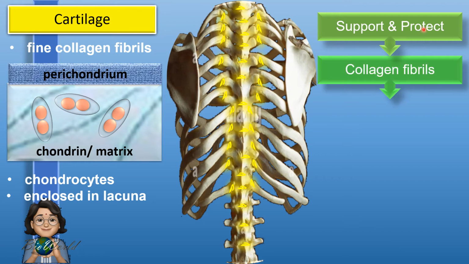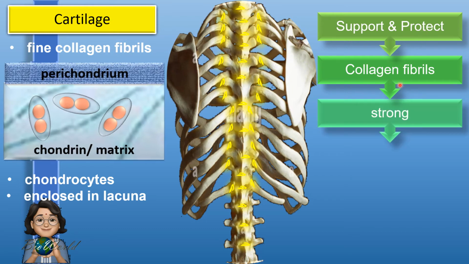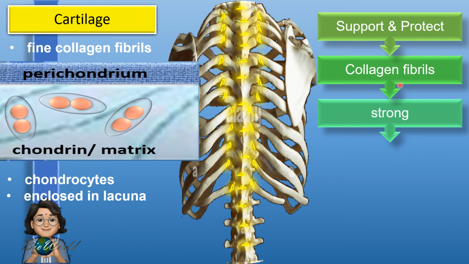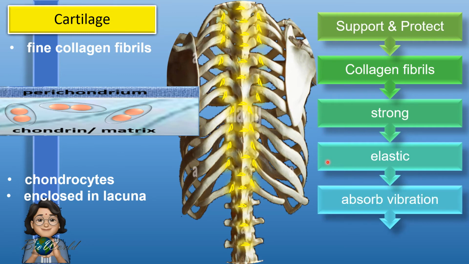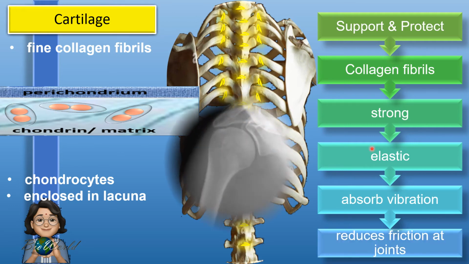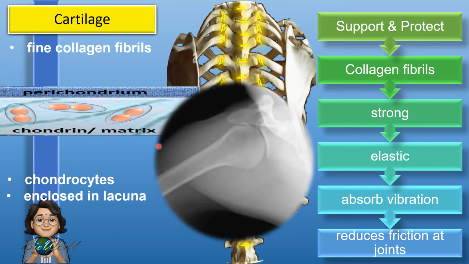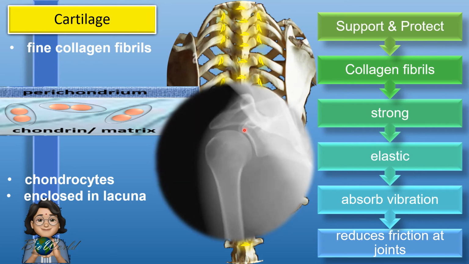It is able to support and protect because of these collagen fibrils. The collagen fibrils make the cartilage strong, whereby the cartilage can be stretched and yet it will not tear. At the same time, it is elastic, whereby it can be compressed but it will bounce back to normal. So this way, it is able to absorb vibration. Besides that, you find that the cartilage is able to reduce friction during movement at joints.